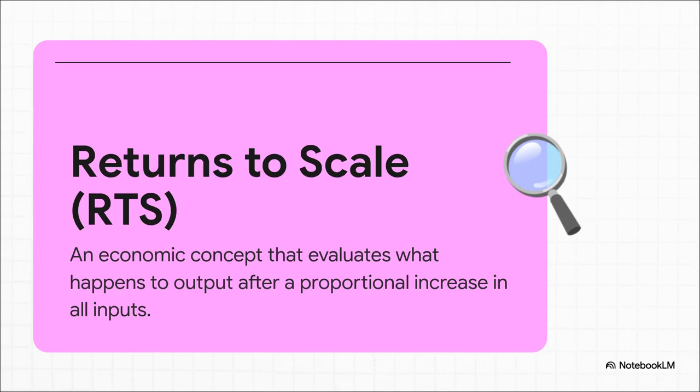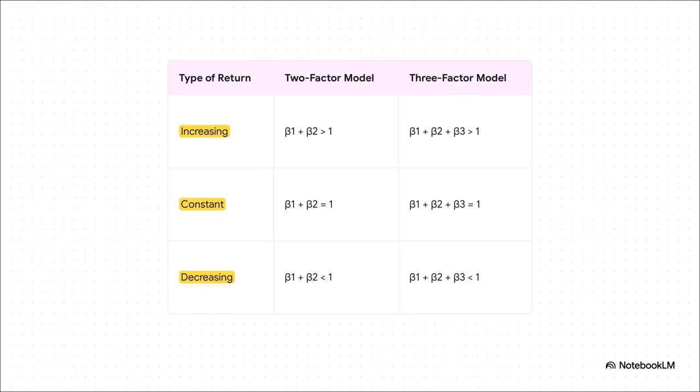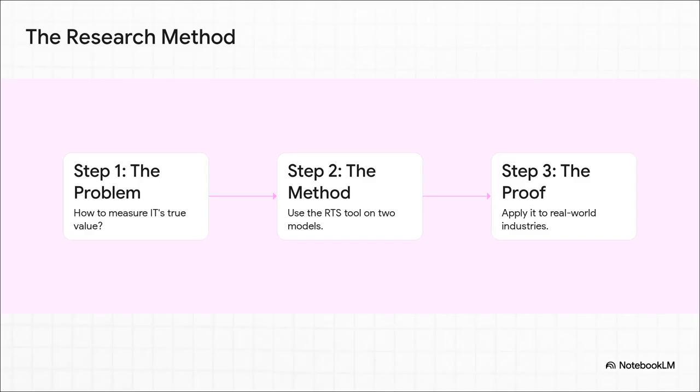So, a bit more formally, RTS tells us how a business scales. Does it get more efficient as it gets bigger, or less? It's a fantastic way to check the productive health of a whole system. And really, it just boils down to three possible outcomes. If your final number is greater than 1, you've got increasing returns, which is awesome. That's fantastic efficiency. If it equals 1, you've got constant returns. You're breaking even. And if it's less than 1, you've got decreasing returns, which means you're actually getting less efficient as you grow. So the whole study followed this clear three-step process.